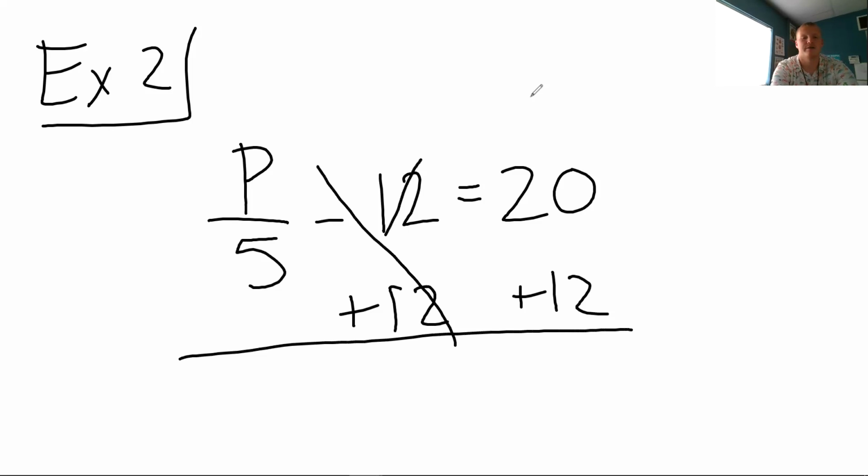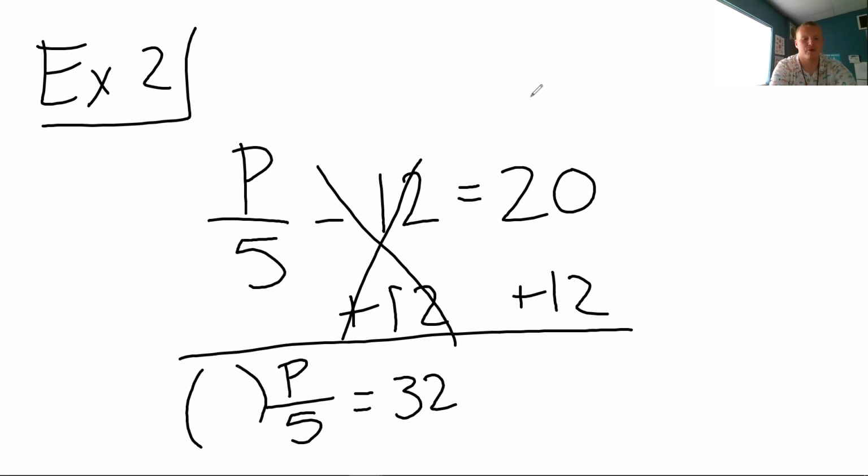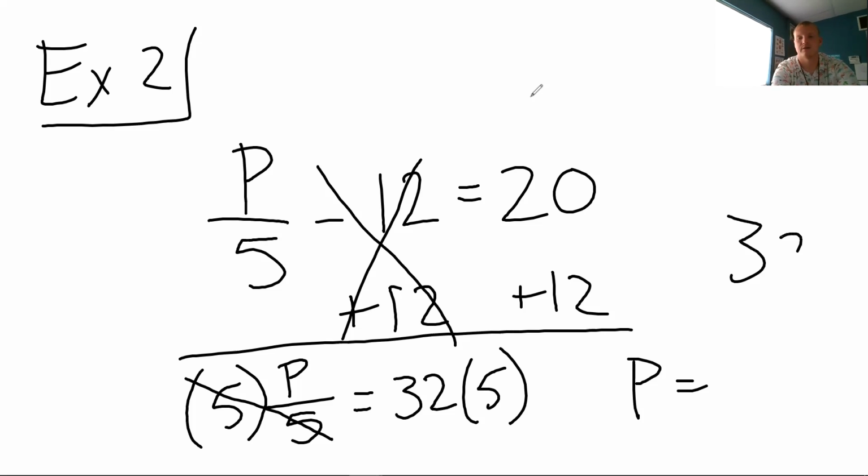That gets rid of my negative 12 on the left side of my equation, and I'm left with p divided by 5 equals 20 plus 12, which is going to be 32. And then I'm left with p over 5 equals 32. Logan, what am I going to do next here? There you go. Yep, multiply both sides by 5 because over here on the left side, this is p divided by 5. So the opposite of division is going to be multiplication. So my 5s are now gone.